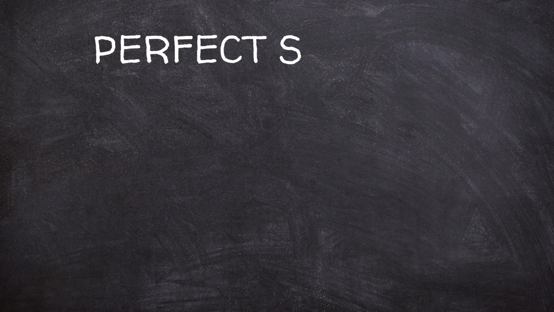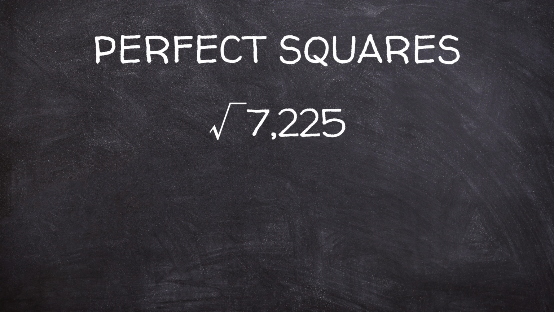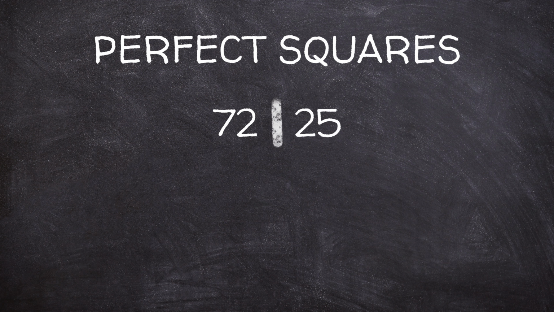Let's start with a perfect square. Remember our challenge, square root of 7225. Instead of trying to guess the entire answer, split the number into two parts, 72 and 25. First, look at the last two digits. The number ends in 25. We know that 5 squared ends in 25. So our answer must end in 5.